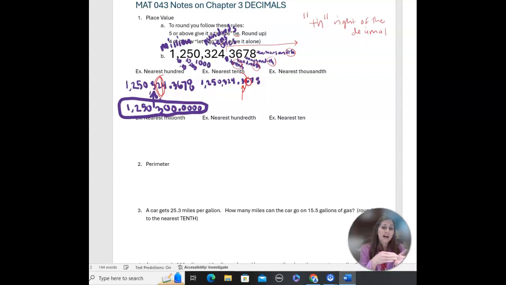Okay, the rule is, 5 or above, give it a shove. So since 6 is higher than 5, we're going to shove that 3 to the next digit. So it's going to be 1,250,324 point. Okay, 3 is going to get shoved up, and everything after it becomes a 0. When you round, the number after your rounding term becomes a 0.